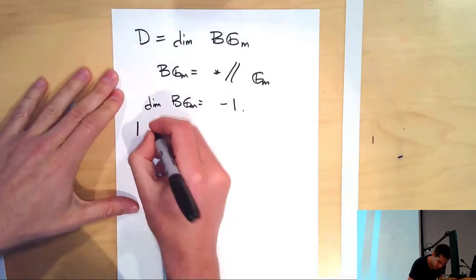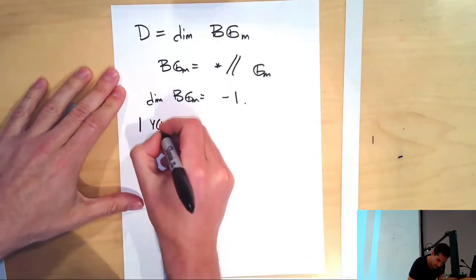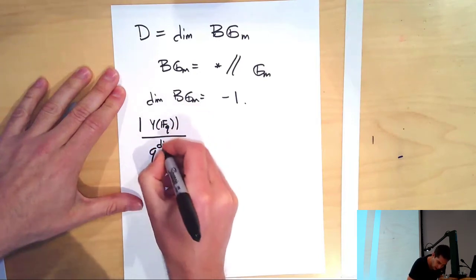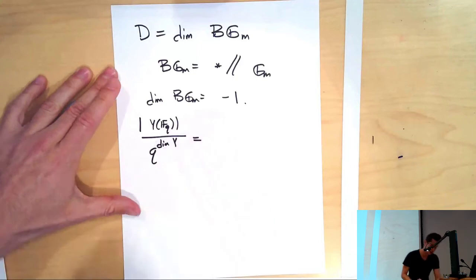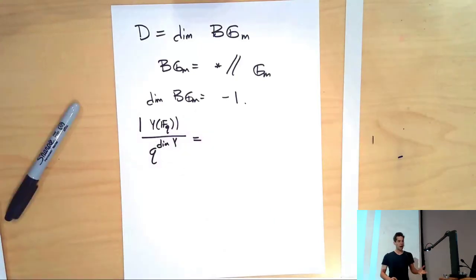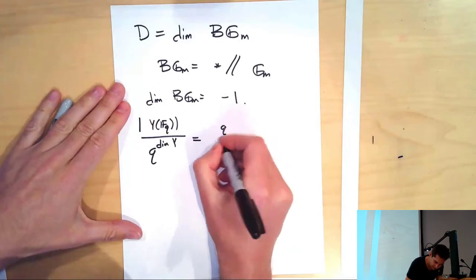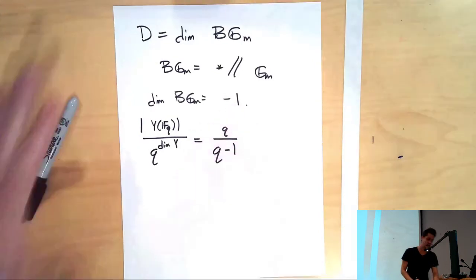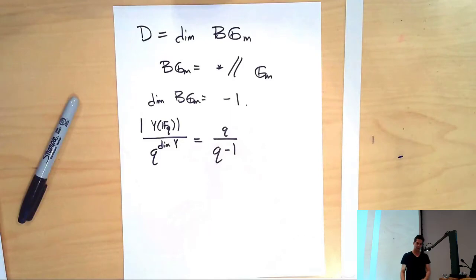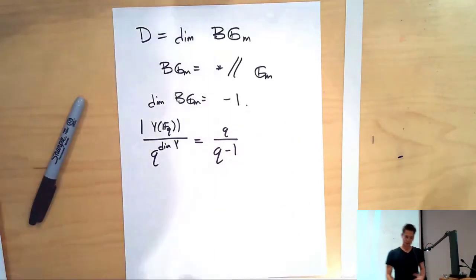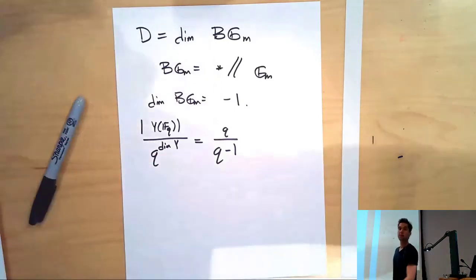So if I was to take the size of Y(F_q) divided by q to the dimension of Y, that expression that appears here, well, q to the dimension of Y is q inverse, and the size of Y(F_q) is 1 over q minus 1. So if I move the denominators around, I get (q minus 1) over q. So now the Grothendieck-Lefschetz trace formula in this case is the left-hand side which appears in that formula.